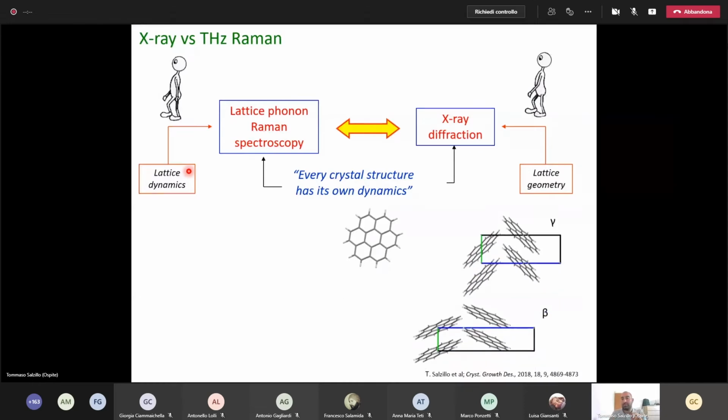And here I'm showing a very easy example. Coronene is this molecule. I took as an example a very rigid molecule, so we don't have other problems of different configurations in the solid state.